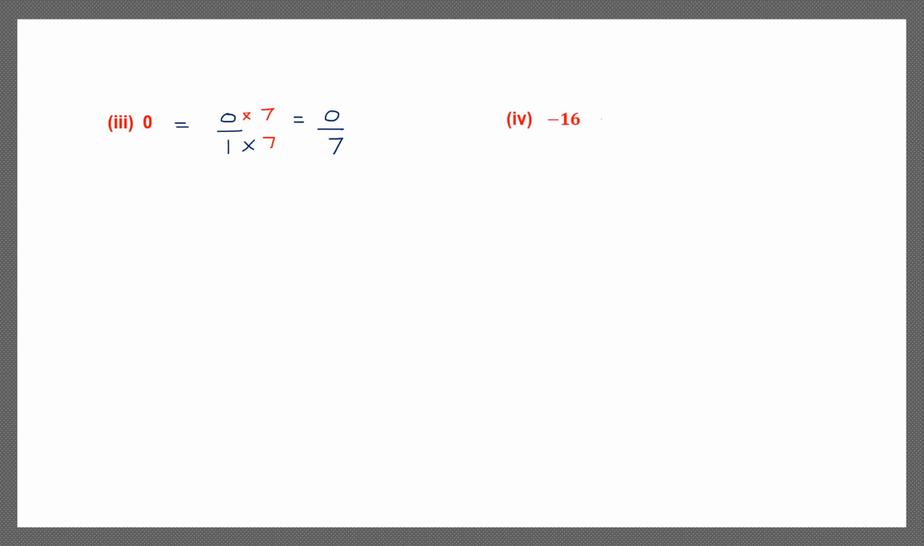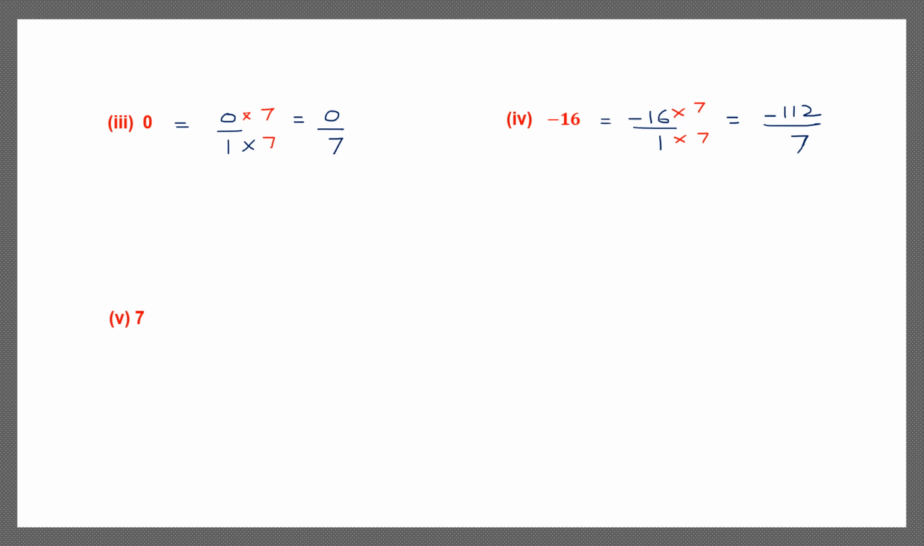Next one, question 4. So first, I'll make it a fraction, minus 16 by 1. Now I'm going to give it the denominator 7. So I have to multiply this by 7 and this by 7. And now what's a new fraction that we are going to get? The sign is minus. Now 16 into 7, let's multiply 16 into 7. 7 sixes are 42, carry 4. 7 ones are 7 plus 4, 11. 112. So 112. And the denominator 1 into 7 is 7. So my answer here is minus 112 by 7.